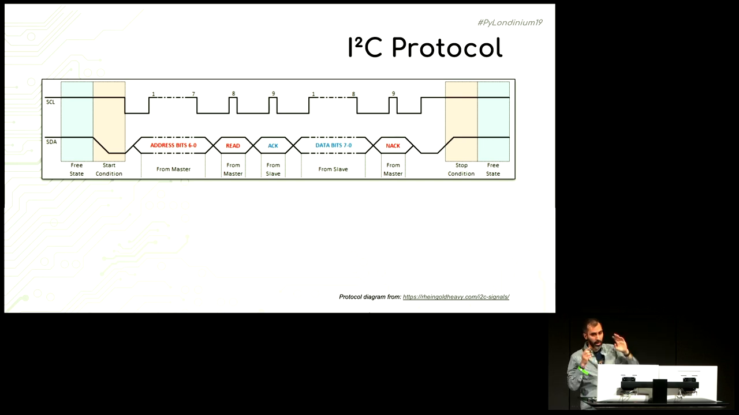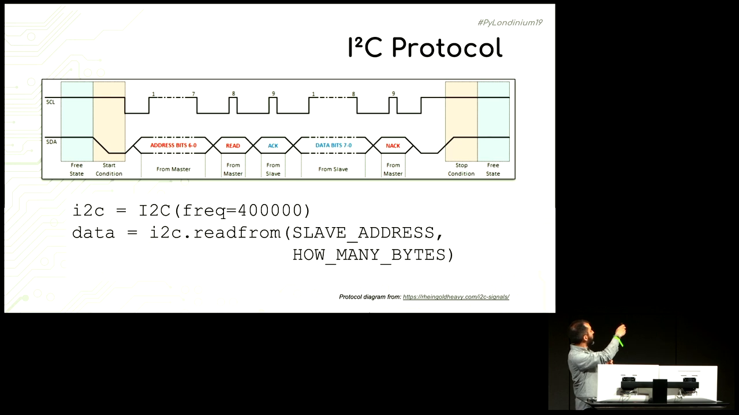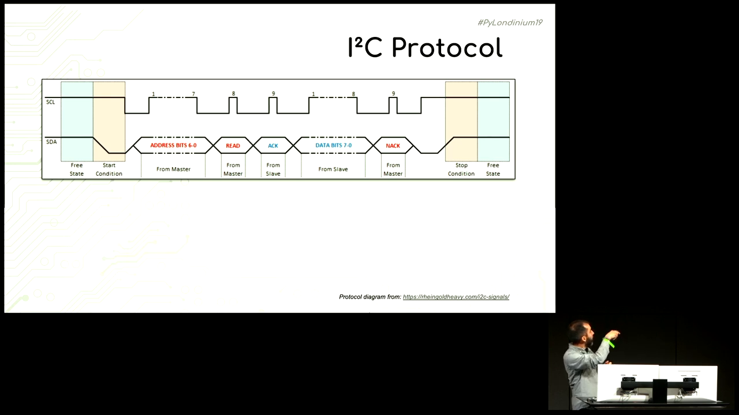With the clock, it sends the address of the slave it wants to talk to. So it basically is just saying, hello, I want to talk to this device. And right after that, the last bit is called the read or write bit. This will actually tell the device if it expects to read or write from it. Then the master will stop controlling the data signal, and the slave will take control.